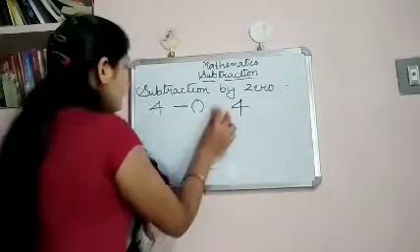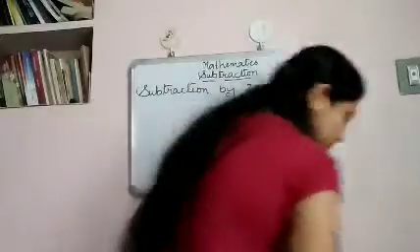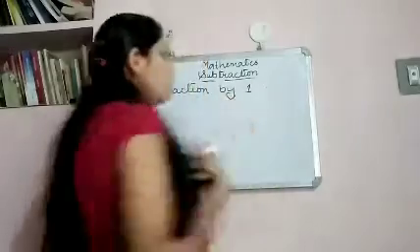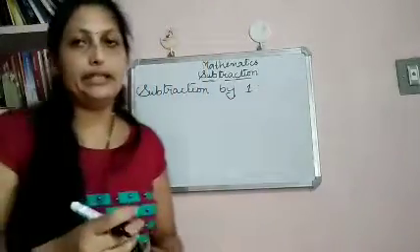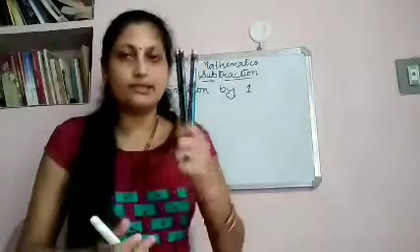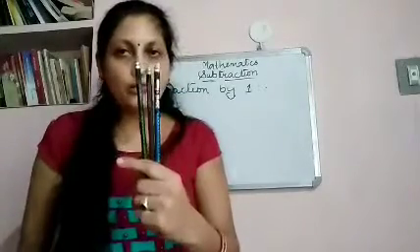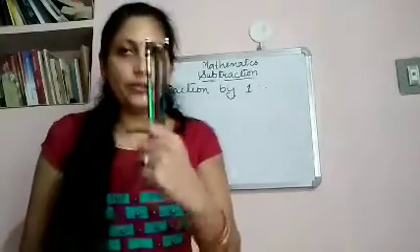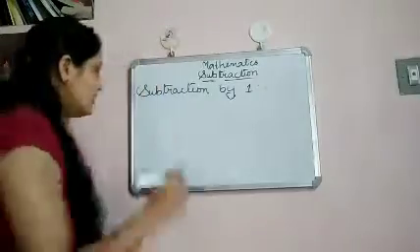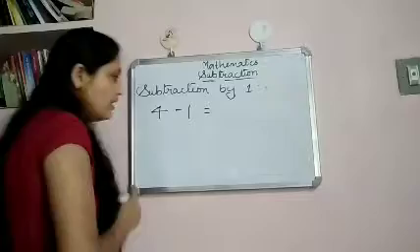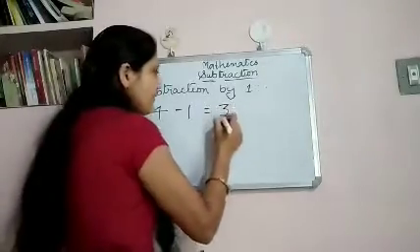Next, subtraction by 1. So, when you subtract 1 from any number, for example, I have 4 pencils here. If I remove 1 pencil out of it, how many left now? 1, 2, 3. How many are there? 3. So, there were 4 pencils earlier. I have removed 1 pencil from it. How many left? 3 pencils left.